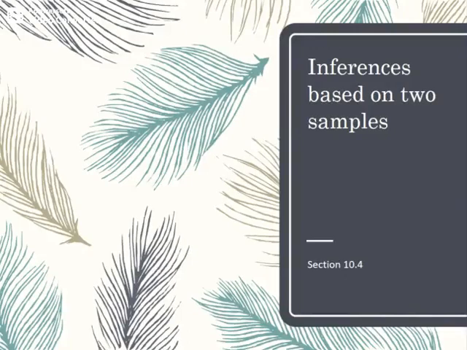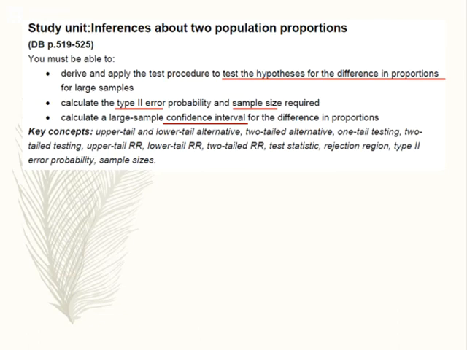Hi everyone. In this video, I'm just going to finish off 10.4 and then we're going to have a look at section 10.5. In the previous lecture, we touched on the first two bullet points, and in this video, I just want to do a quick recap on the second one, calculating the probability of a type 2 error and a sample size, and then how you're going to calculate a large sample confidence interval.